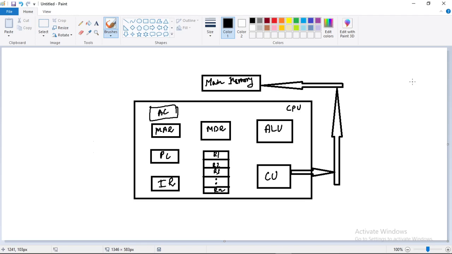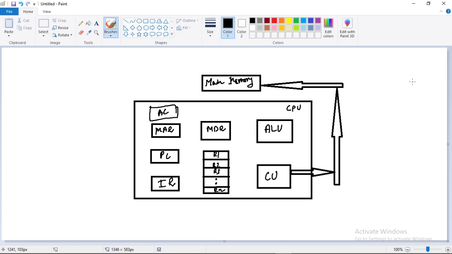After this, there are so many registers. I hope you have understood this diagram. And there is also the CU. CU is the brain of the computer. What does the control unit perform? The control unit generates control signals with respect to the operation code.